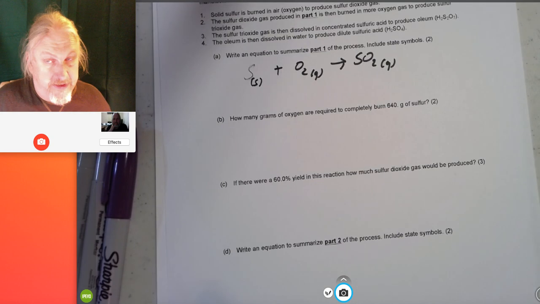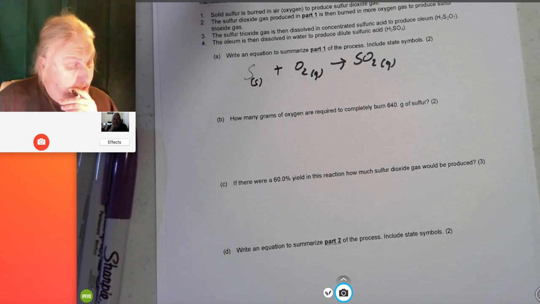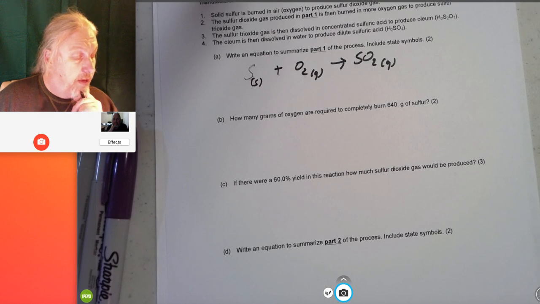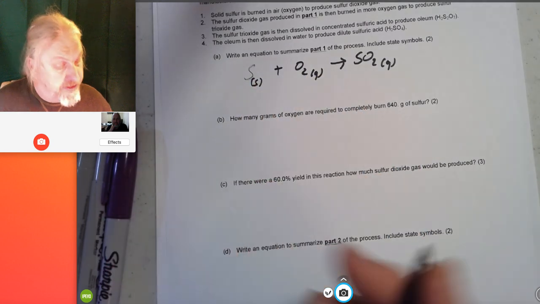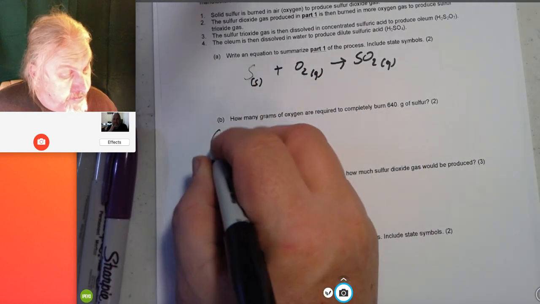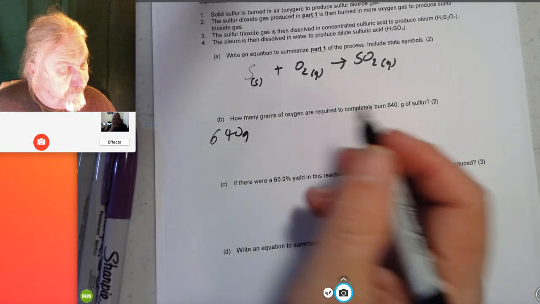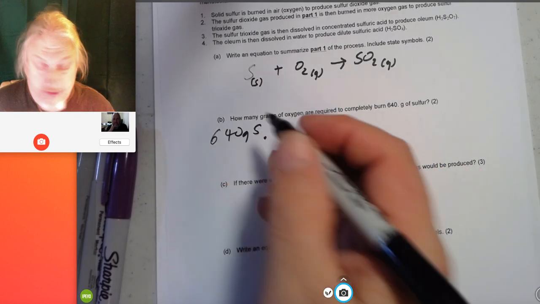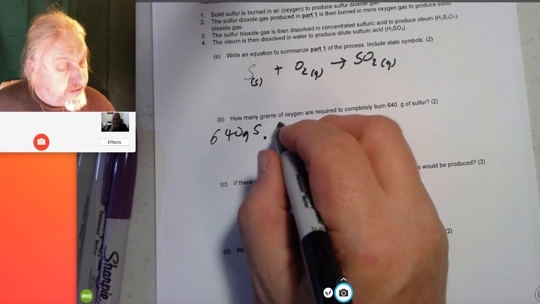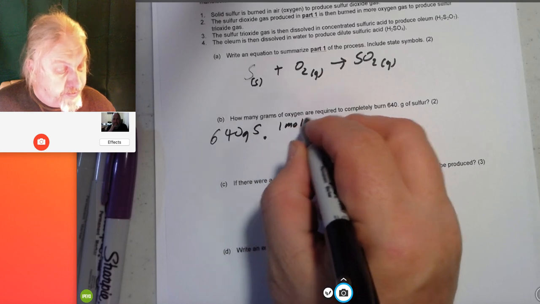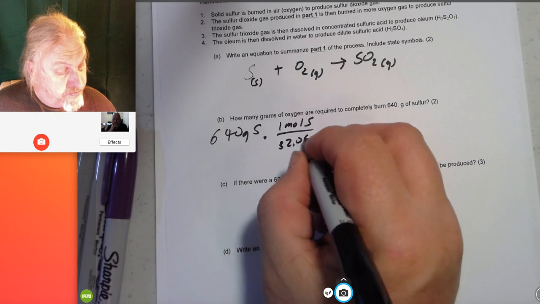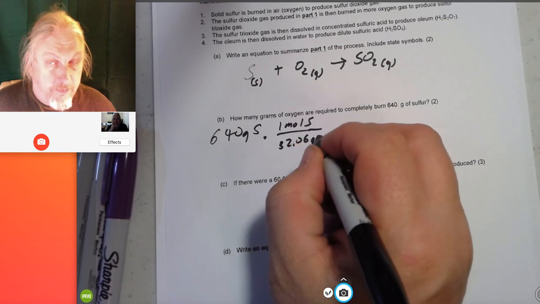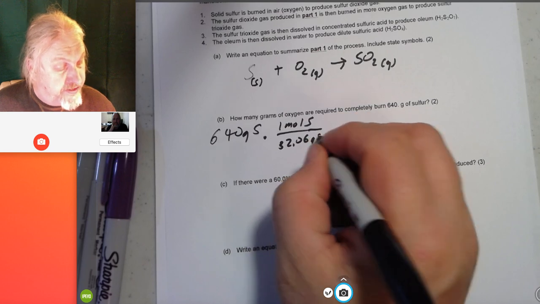So it asks us, and this is where we're going to use a little stoichiometry, how many grams of oxygen are required to completely burn 640 grams of sulfur? So this is all a 1 mole to 1 mole ratio, so this should be pretty simple. So we started with 640 grams of sulfur. And we're going to convert that to moles because we always convert everything in stoichiometry to moles. And we're going to divide that through by 32.06 grams. That's the molar mass or the gram molecular weight of sulfur, right?